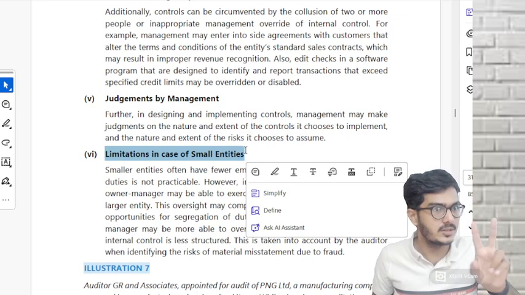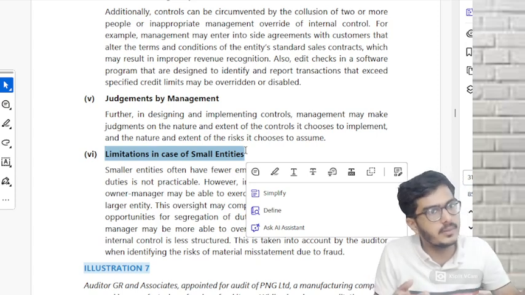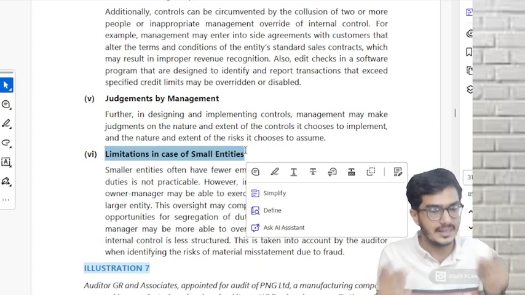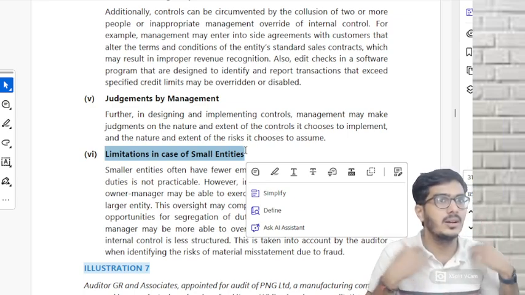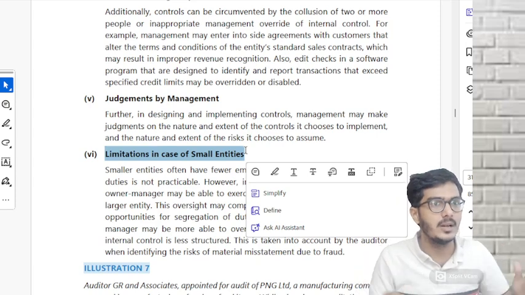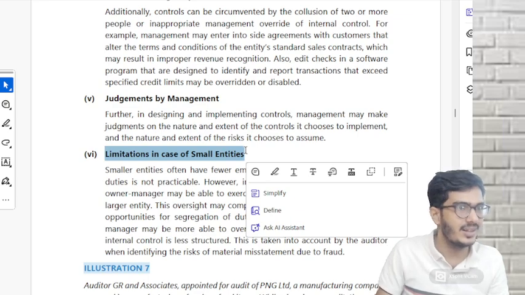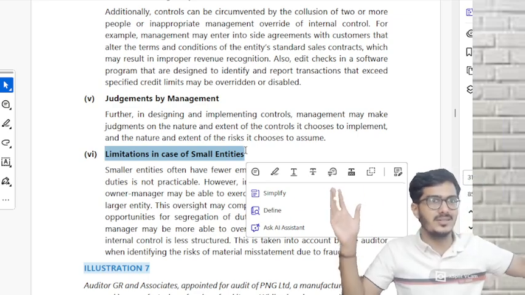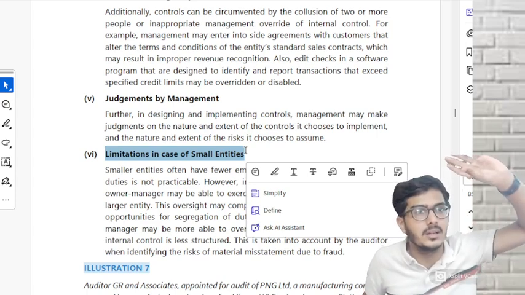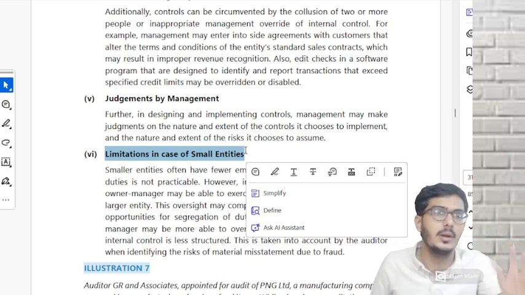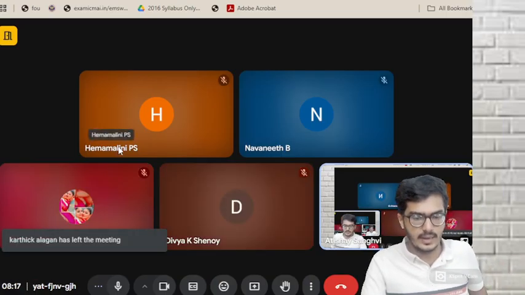Please don't give access to both to one person, because he can pass fake entries. He'll take 100 rupees from you and go home. Please give it to different people. There is a limitation in a small entity. In a very small entity where the owner is also the manager, it will be very easy for him to do fraud because he has the entire control. In small entities, there will not be many employees, just one or two, and the entire control will be with the management only. Owner-cum-manager can easily do fraud. So, limitation in smaller entities. Any doubts till here?